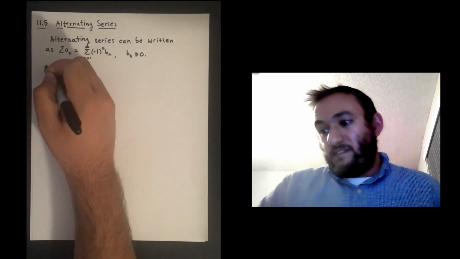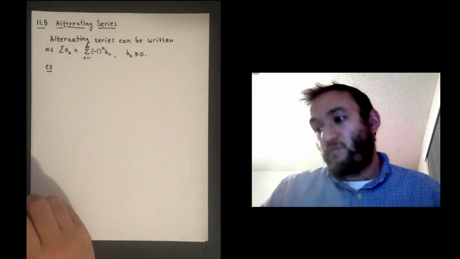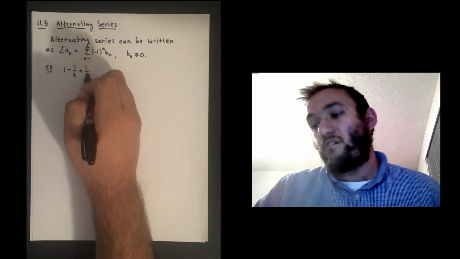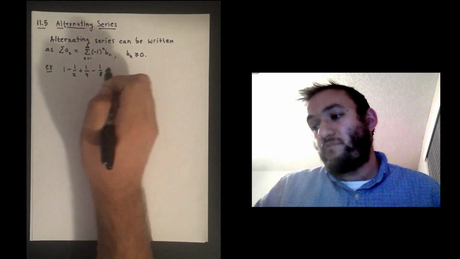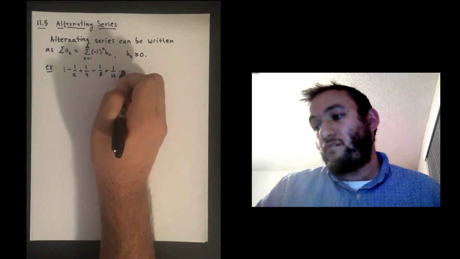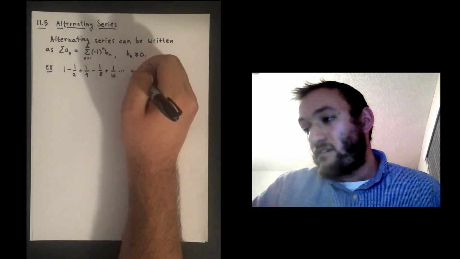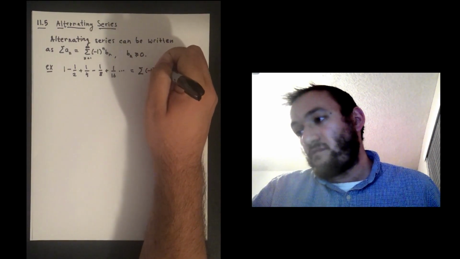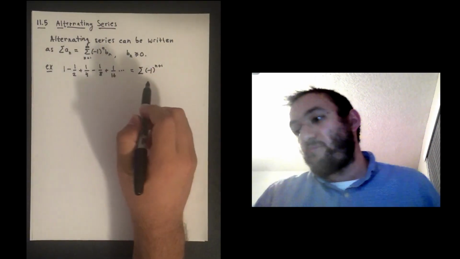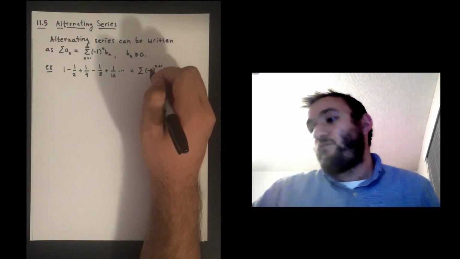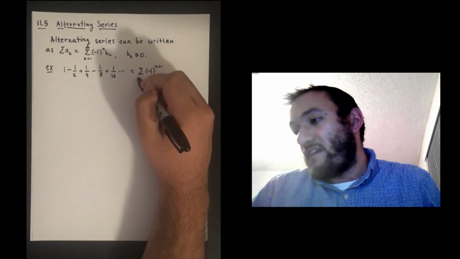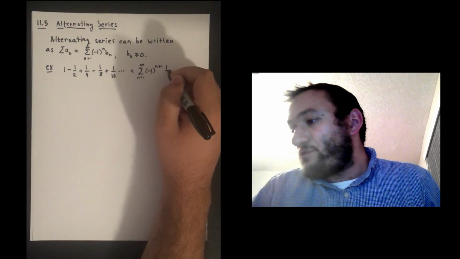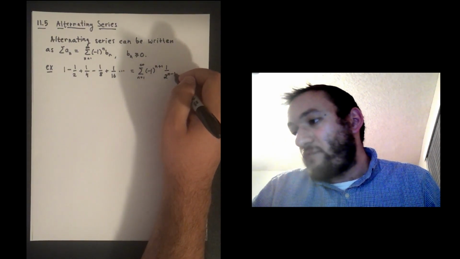So a couple of examples of this would be, for instance, 1 minus a half plus a quarter minus an eighth plus 1/16, because I could write this as the sum of (-1)^(n+1), because we start with a positive term, so we'll want the power of the first, the n equals 1 term, to be even, of 1 over 2^(n-1).